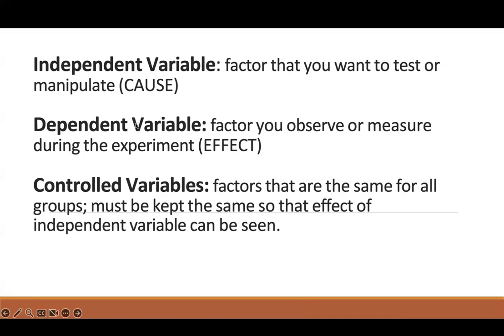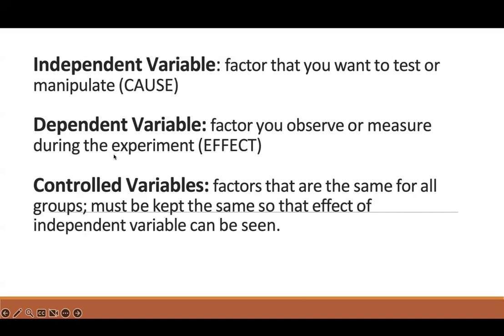So when we're designing an experiment, always at least one control group, always at least one experimental group. In our experiments, always only one independent variable, always only one dependent variable.